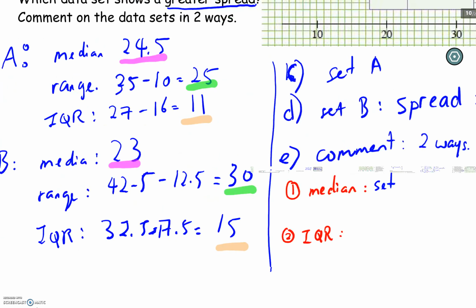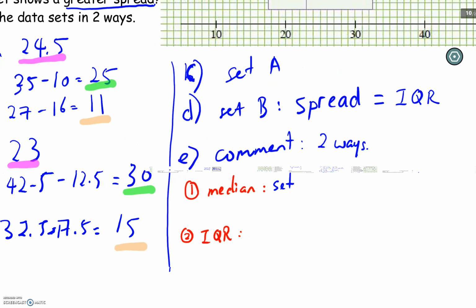Look at the pink one. Median, the first one is 24. The second one is 23. Which one is higher? A, right? So you're going to write down set A has higher median. Okay. Now, then you want to tell me whether higher median is good or bad.